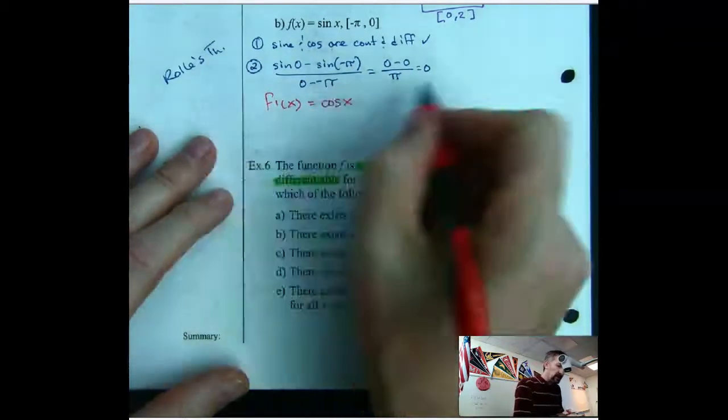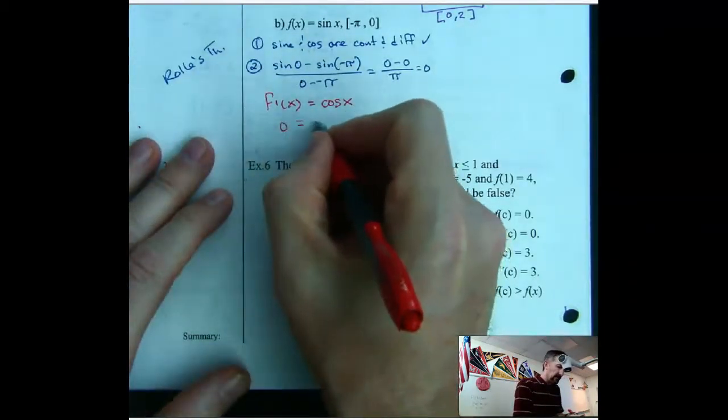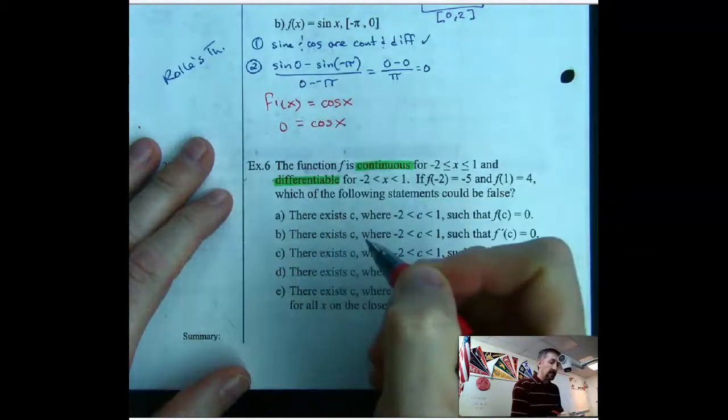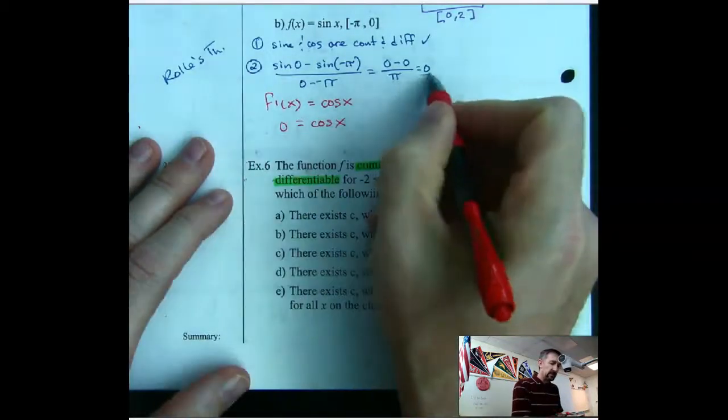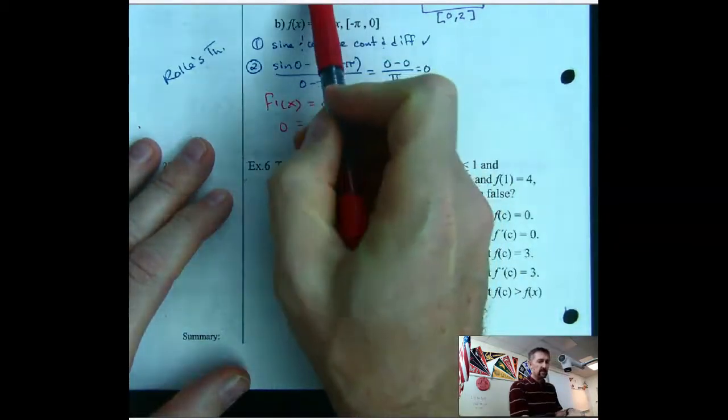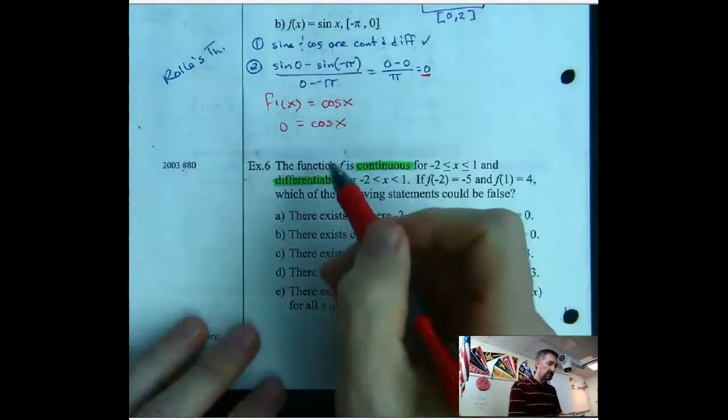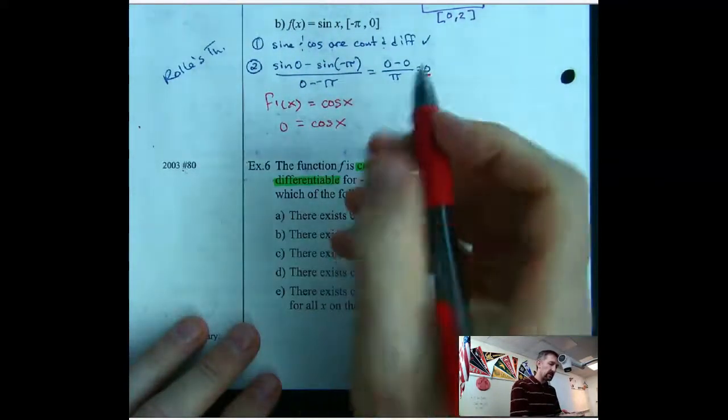So we're setting that equal to 0. So the cosine, the derivative, set equal to the slope, just like we did here. The derivative equal to the slope.